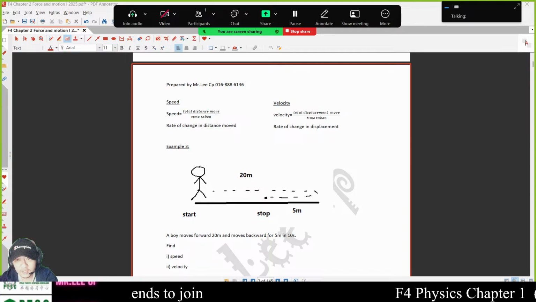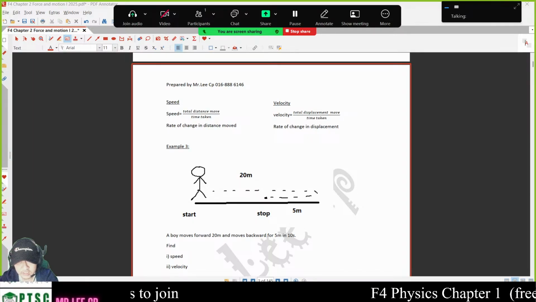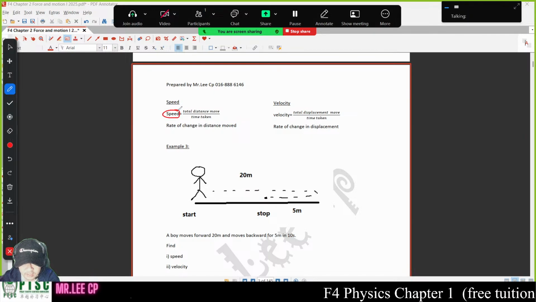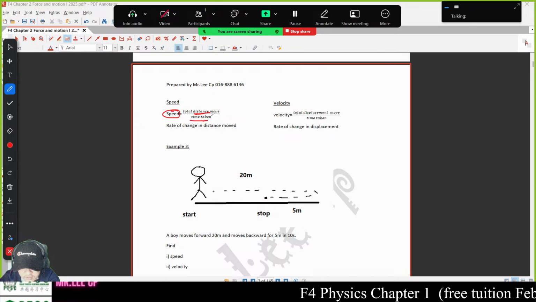Now, the second thing is about speed and velocity. What is speed? The formula is, speed is distance over time.